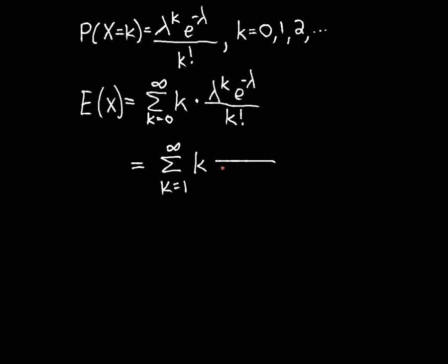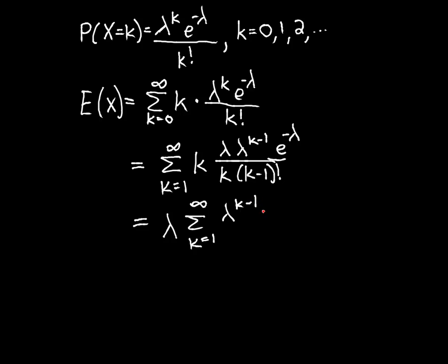Now to cancel that k, I'm going to break a k off of the k factorial. That'll leave a k minus 1 factorial still hanging around. I'm also going to break off a lambda so that it'll float out to the front, and then there's an e to the power minus lambda there. The k's cancel, and the lambda is brought out of the summation to give the sum from k equals 1 to infinity of lambda to the k minus 1, e to the minus lambda, all over k minus 1 factorial.